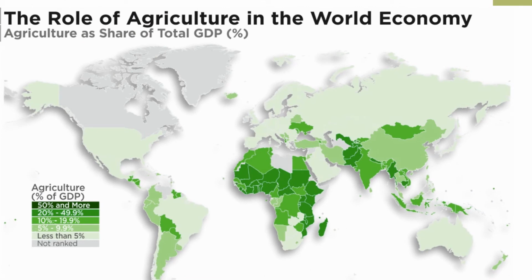Firstly, let's look at the role of agriculture in the world economy. Agriculture makes up 4% of the world's gross domestic product. However, in developing countries, it accounts for 20 to 60% of GDP and can employ up to 70% of their population. This is according to the World Bank 2020. In Trinidad and Tobago, it makes up 0.4% of GDP as of 2017.